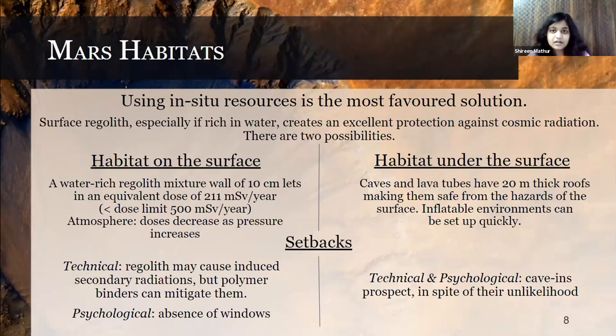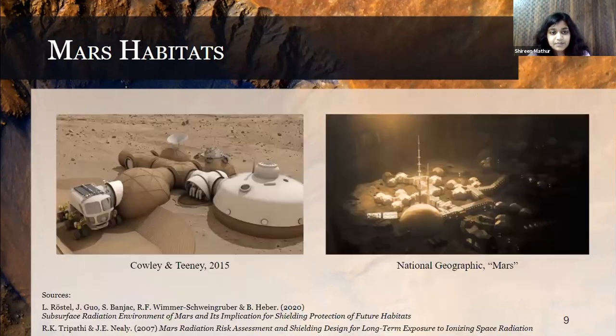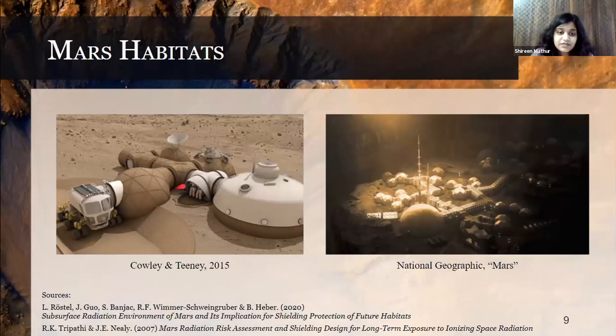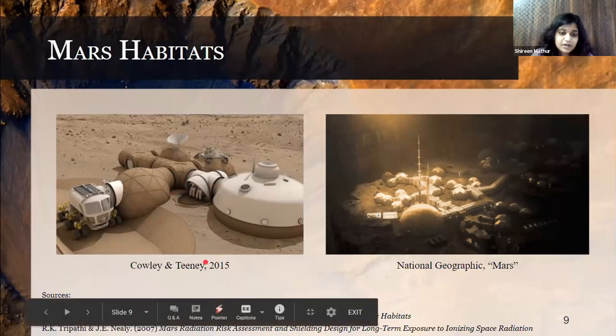They would feel really scared being under the surface, with 20 to 30 meters, or maybe dozens of meters of rock above their heads. So it would be necessary to make them comfortable in such habitats. These can be the images, the ideas of above surface and under surface. As you can see, this is the above surface habitat taken from a paper in 2015. And this can be the idea of an undersurface habitat.